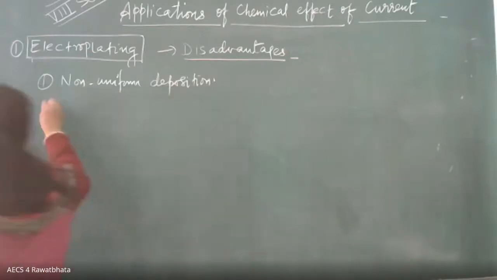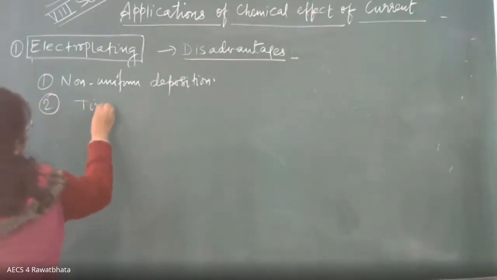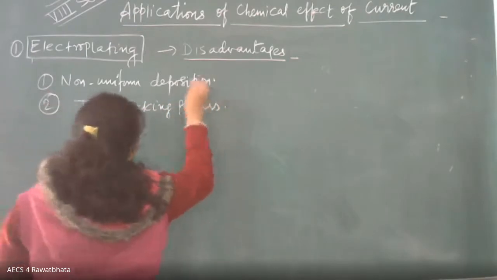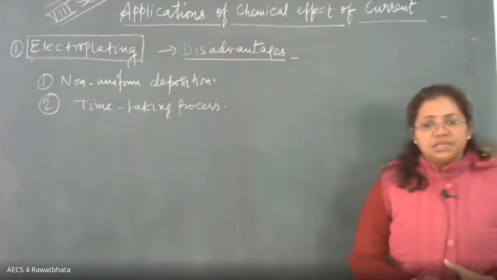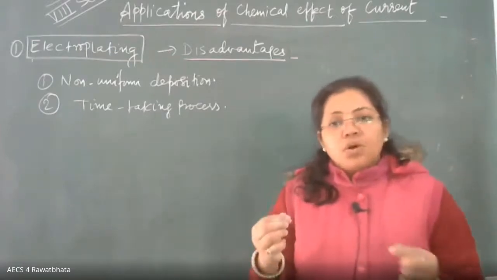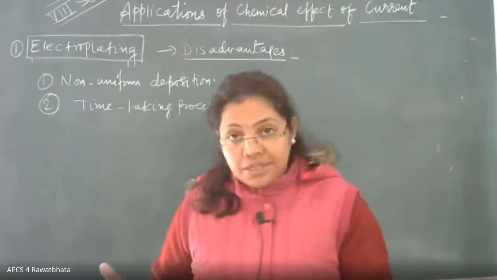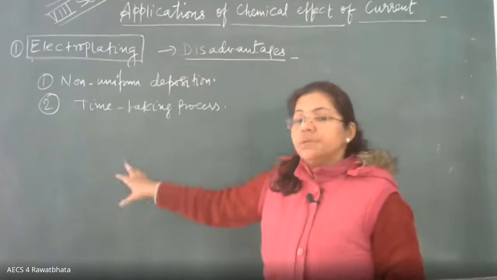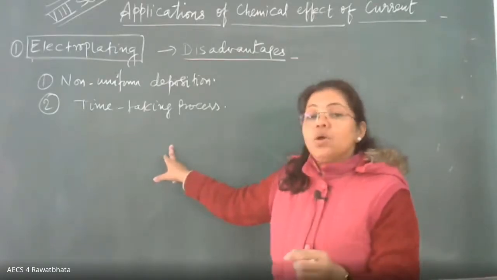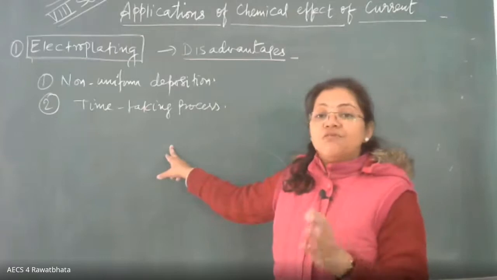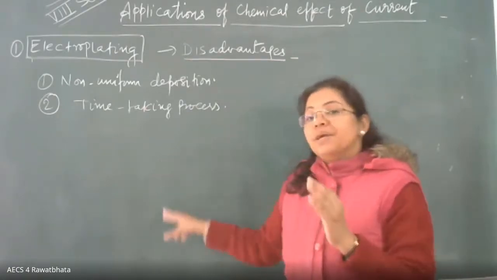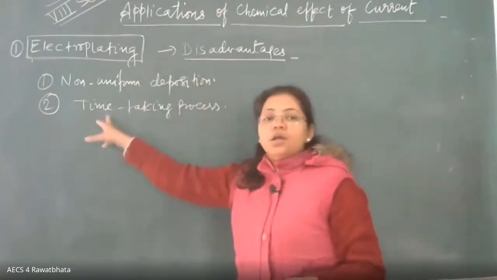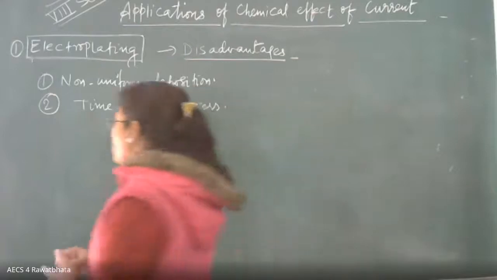Second one is that it is a time-taking process. We want to deposit a layer of desired thickness on our material. The time required for the deposition of this layer on the concerned metal varies from metal to metal, and it also depends upon the thickness. So basically it is a slow process and it requires a lot of time. It is not a quick process.